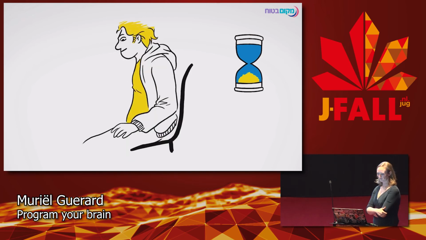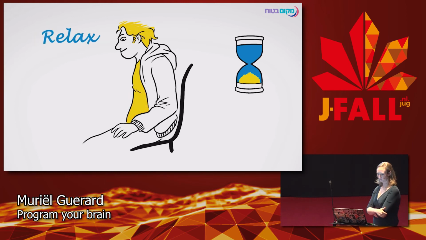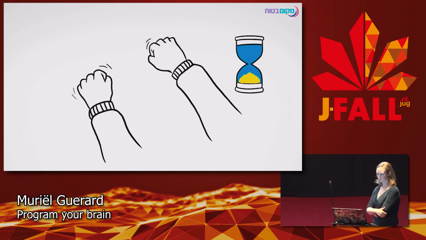Tighten your stomach until it feels like it is sticking to your back. 5, 4, 3, 2, 1, and relax. Let's move on to the hands. Clench your hands into a fist and contract.